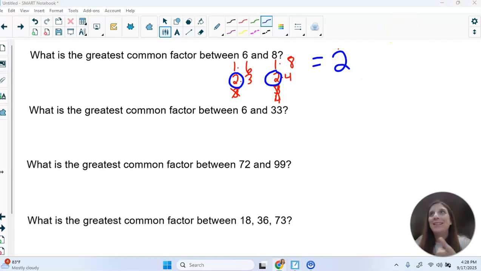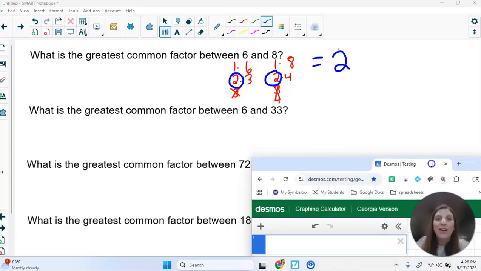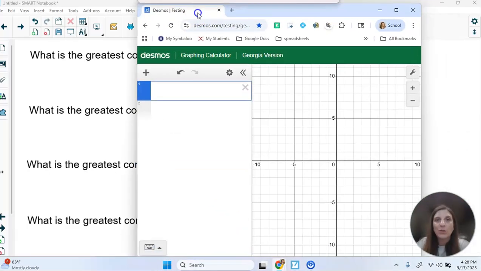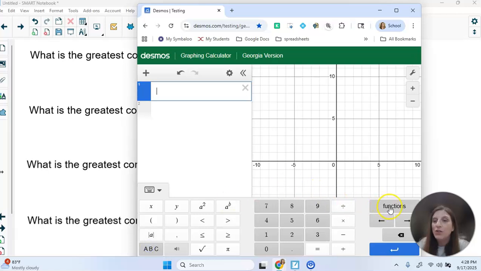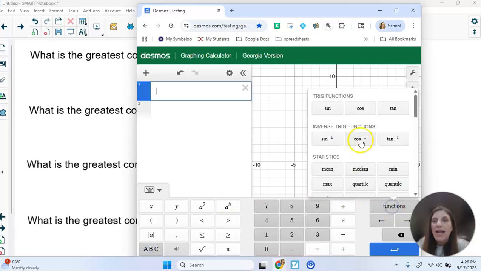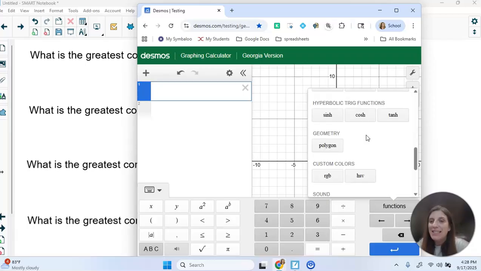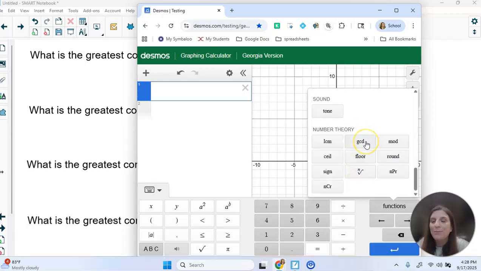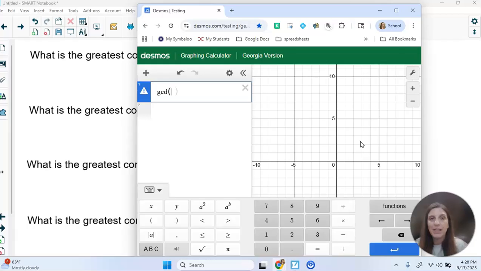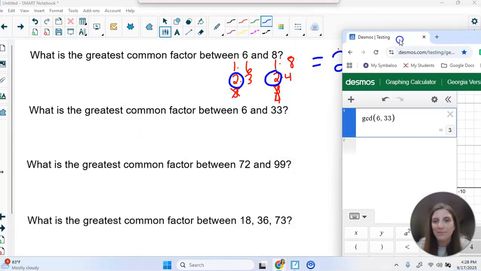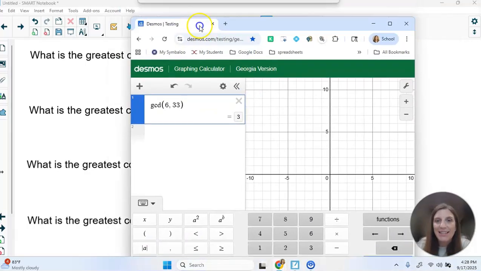Great news with our best friend Desmos. We don't actually have to make all those factor lists anymore. You can use your calculator. And this is a really cool feature. You have to go to functions to find it. And it is called GCD for greatest common denominator, but it can also be used as GCD for greatest common factor. So we're going to click GCD, and then we're going to type in the two numbers that we're looking in between. I think the next one was 6 and 33, and it tells you the greatest common factor is 3. Awesome. Let's do 72 and 99.